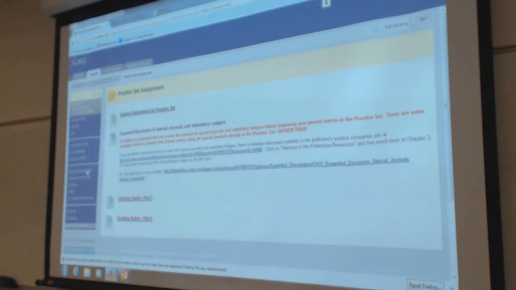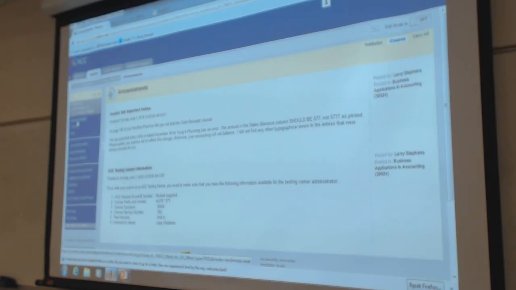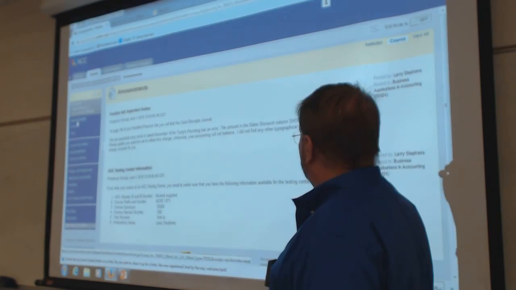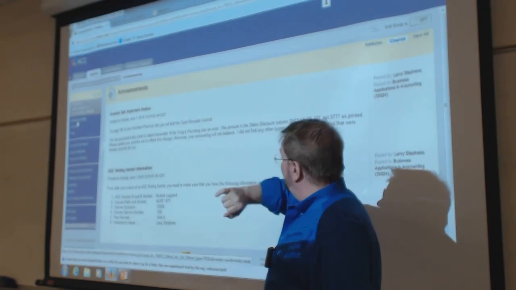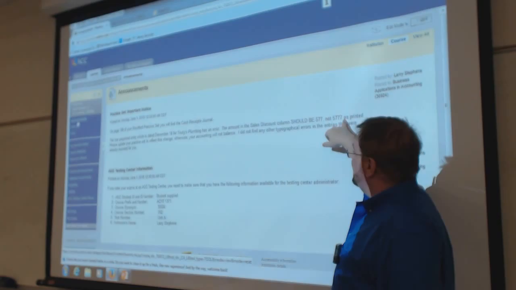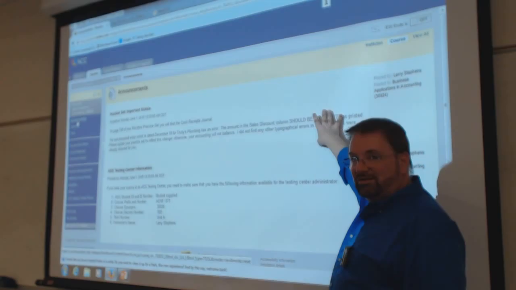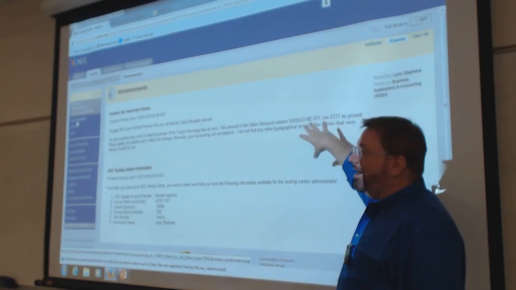Okay, first thing I need to point out about the practice set. In the announcements, there is a typo. It tells you that on page, I think it's 100. Okay, as we go through this, we'll look at it. Yeah, page 100, cash receipts journal, there's a typo for the sales discount.